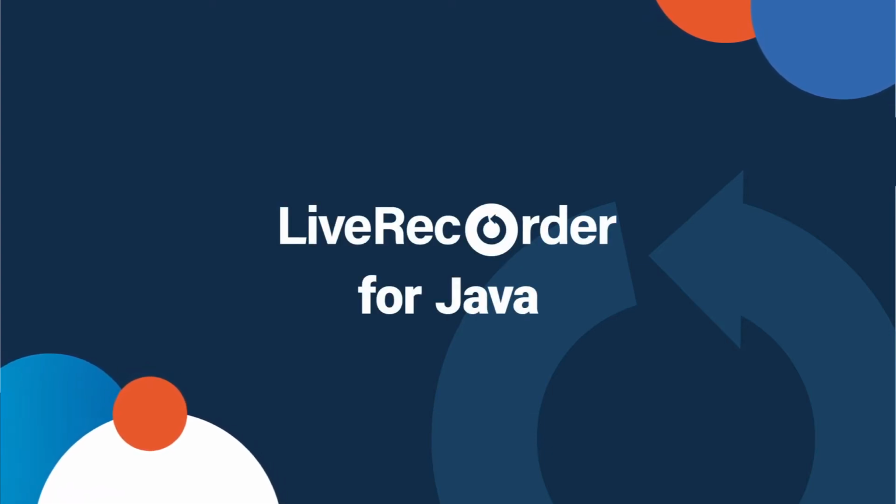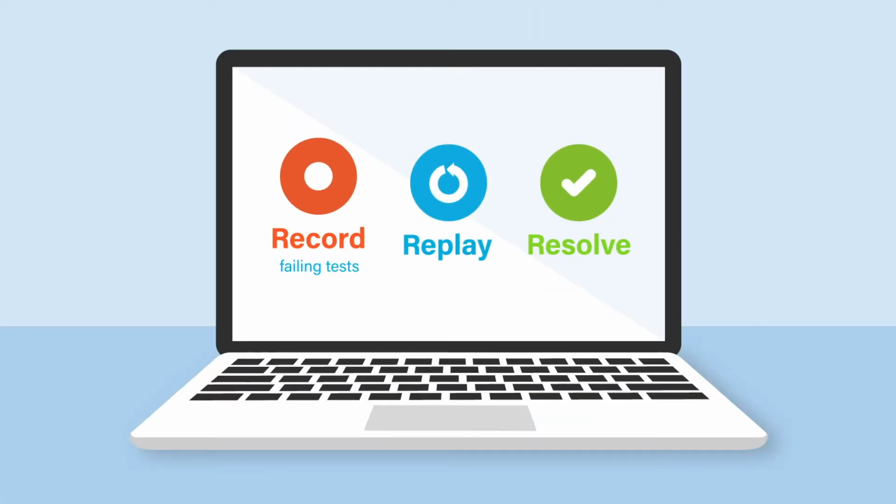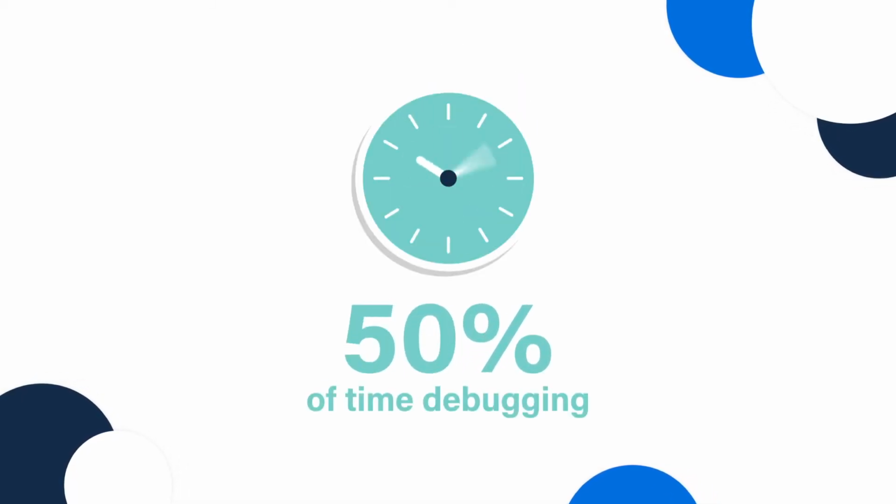In this video, we'll introduce you to LiveRecorder for Java. LiveRecorder is a software failure replay system that captures software failures in a recording, enables replay and analysis of the recording to detect the root cause of the failure, and lets you reverse debug the recording to fix and resolve the issue. Currently, developers can still spend up to 50% of their time debugging.